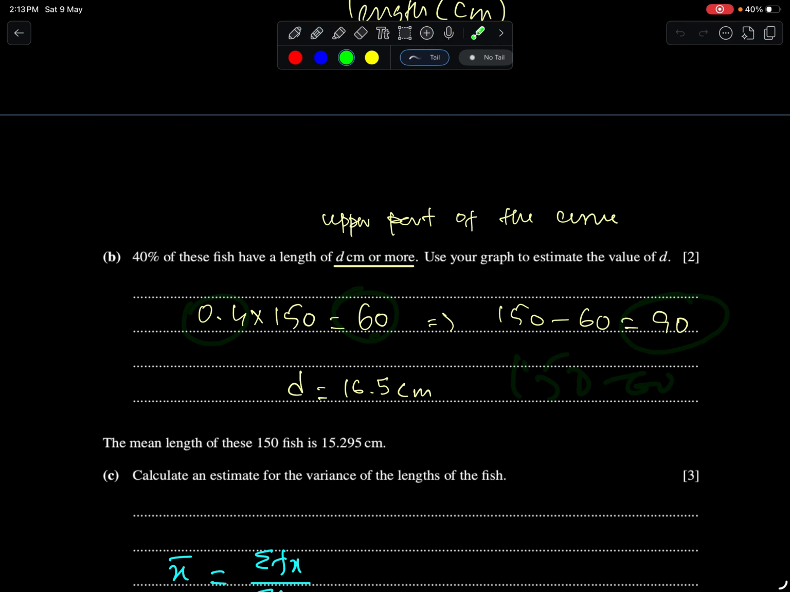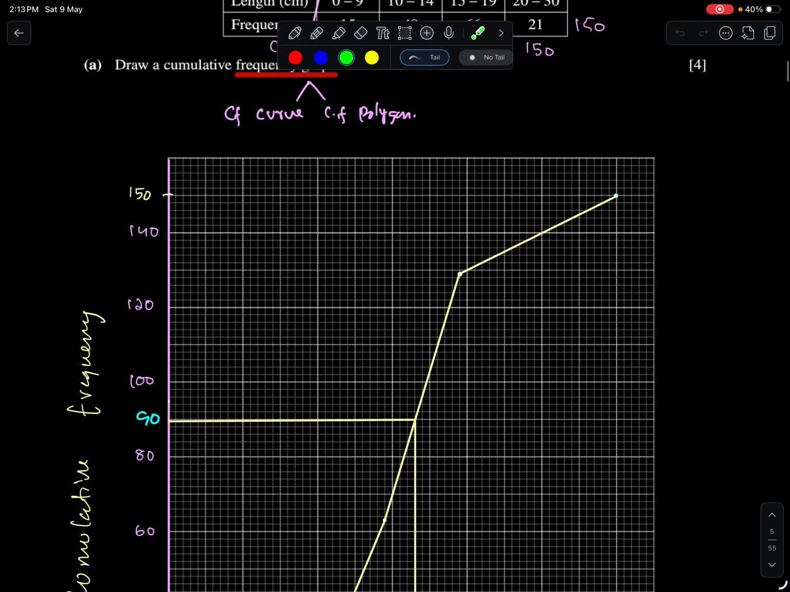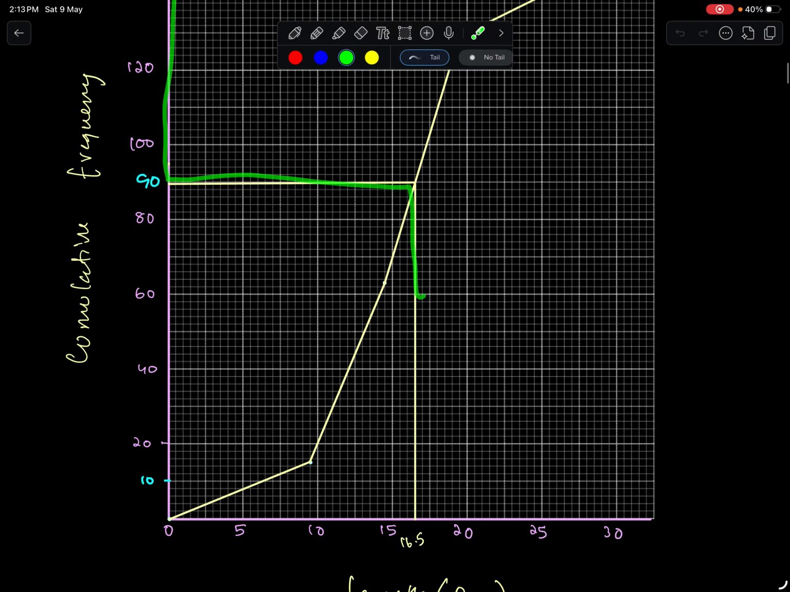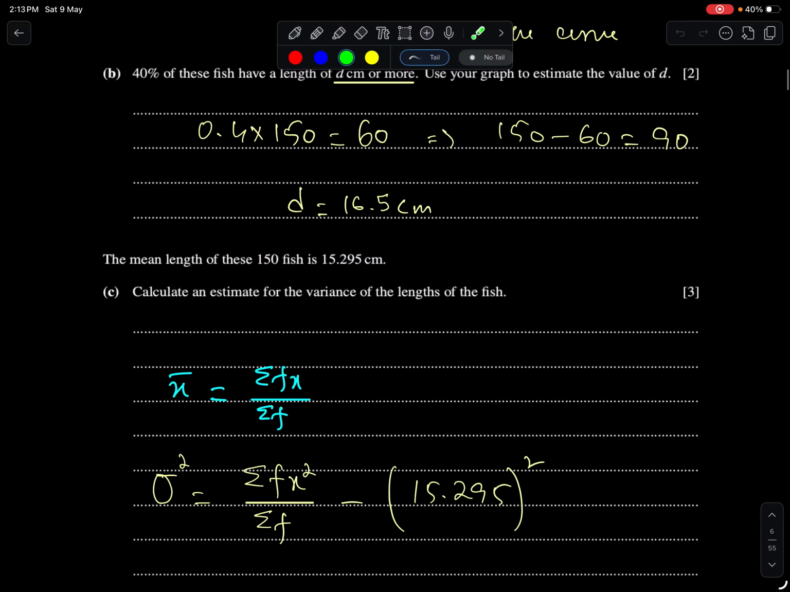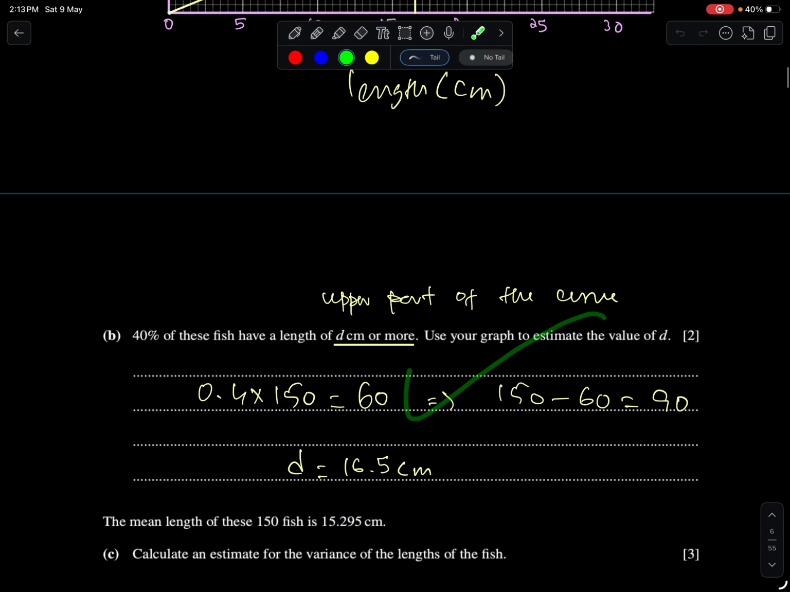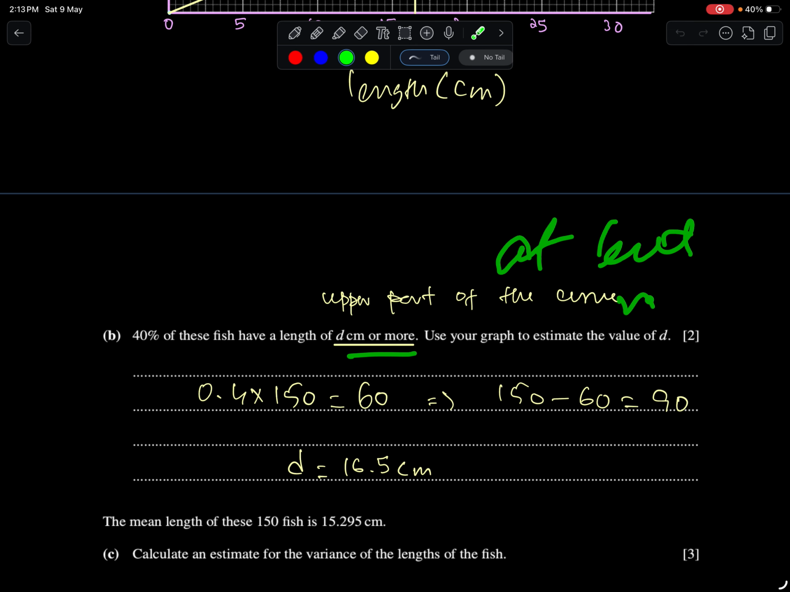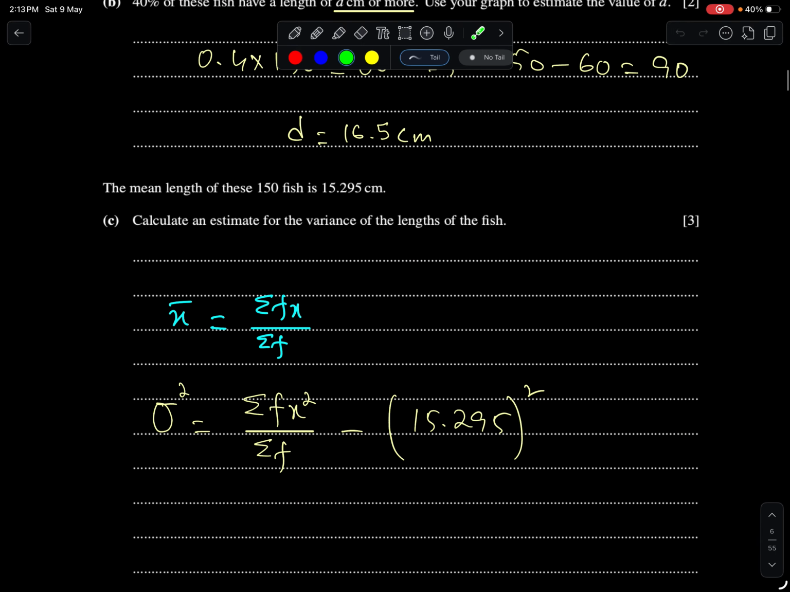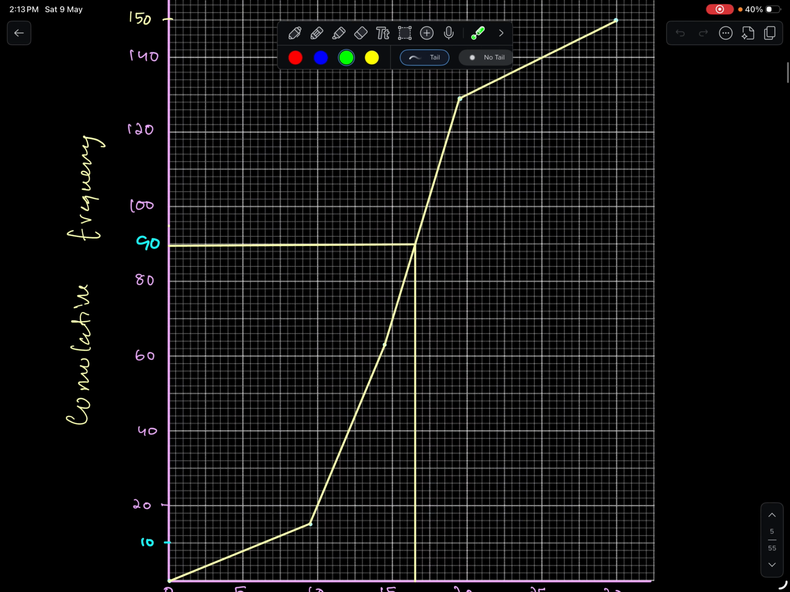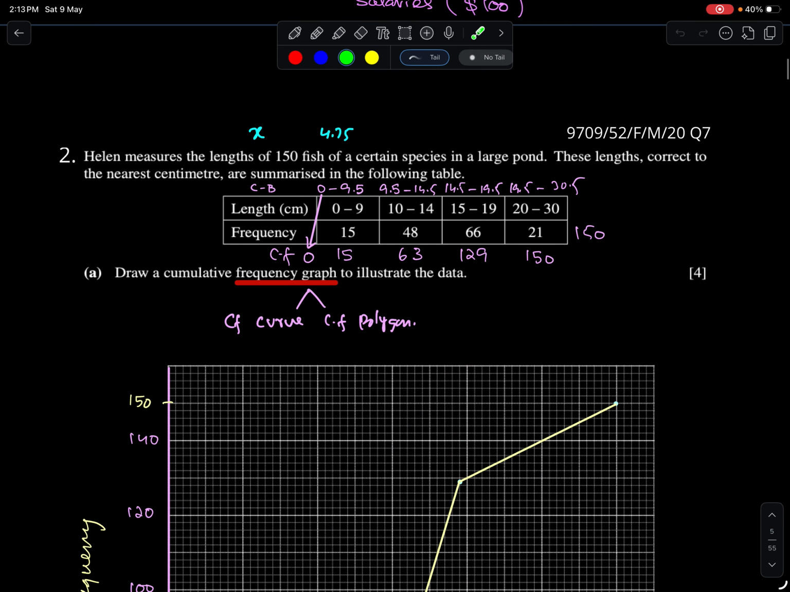Check the 90th observation. 150 minus 60, 90, the 90th observation. 16.5. This part is very important. Whenever it says more or at least or minimum, always do it like this.